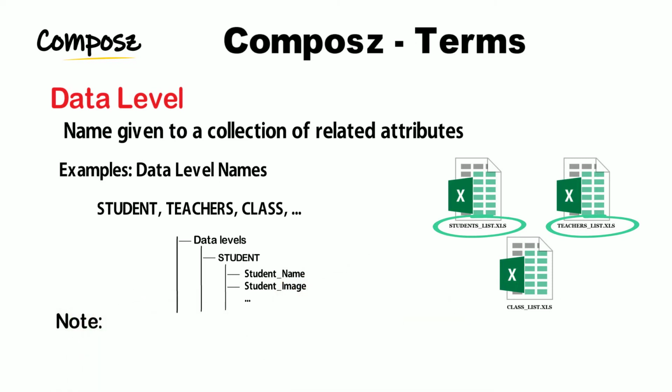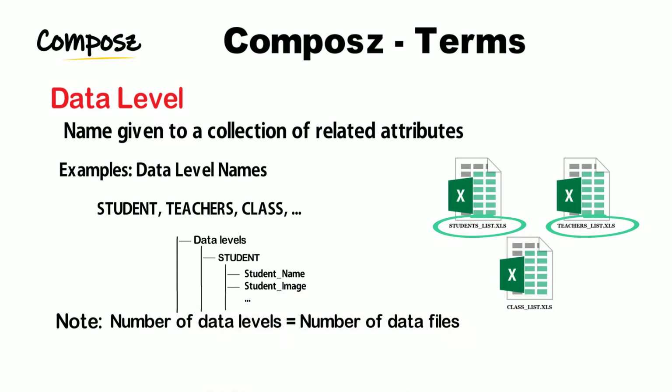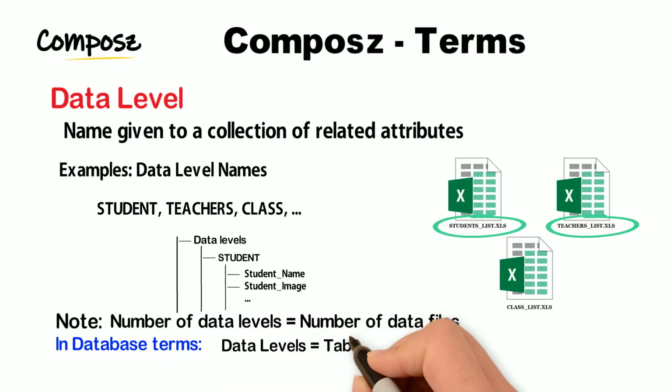Note: in Composz, you define as many data levels as to the number of data files you need for a product. In database terms, data levels and attributes are equivalent to tables and columns.